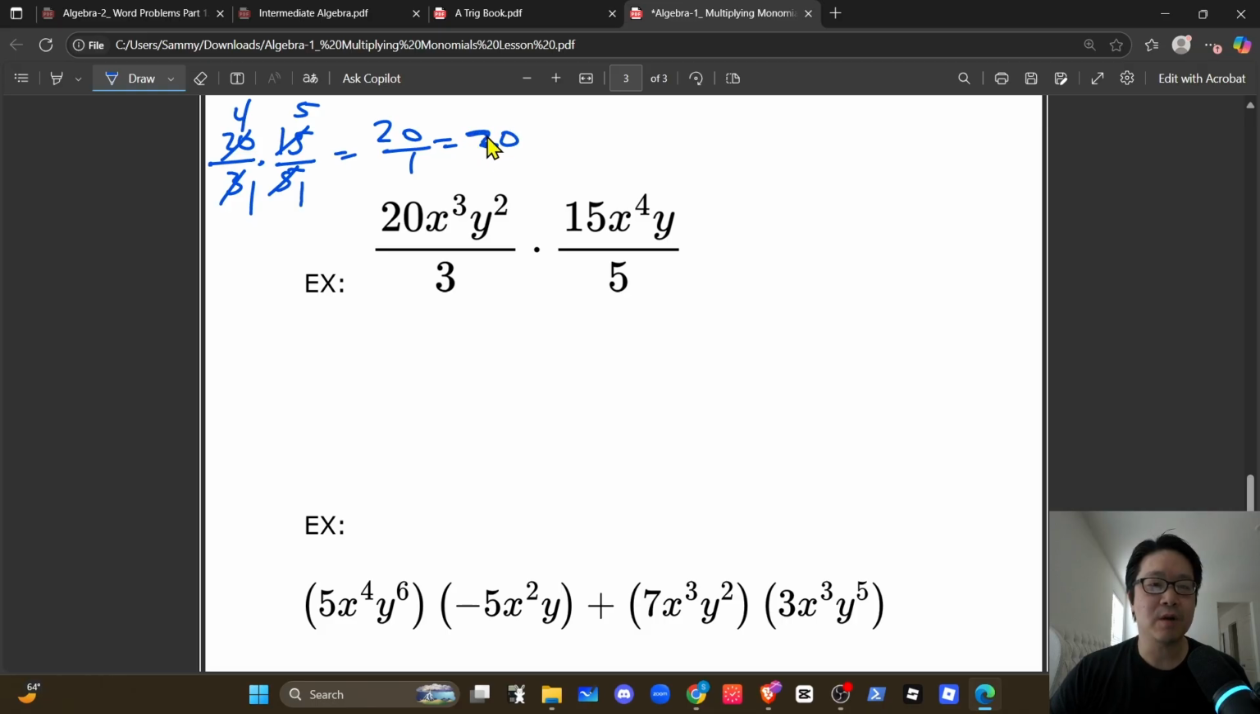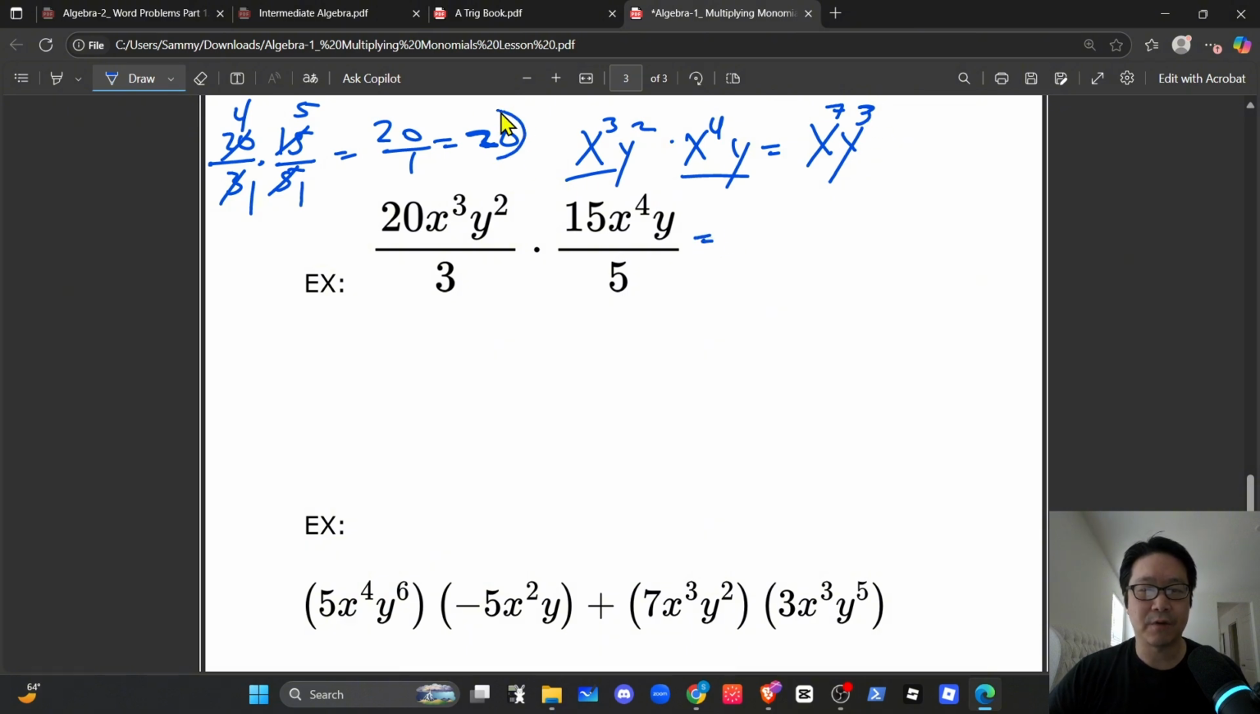Okay, just set that aside for now and work on your variables. Since the variables are on top, in other words, they're the numerators, you don't have to worry about making them into a fraction or anything. So this is the same thing as x to the third y to the second times x to the fourth y. Okay, so the bases are the same, x with x and y with y. So what you're going to end up with is x to the seventh, right? 3 plus 4 is 7. And then 2 plus 1 is 3. And then at the end, you can just combine it, right? Don't forget that you have this 20. So you have 20 x to the seventh y to the third power. And that's going to be your answer.